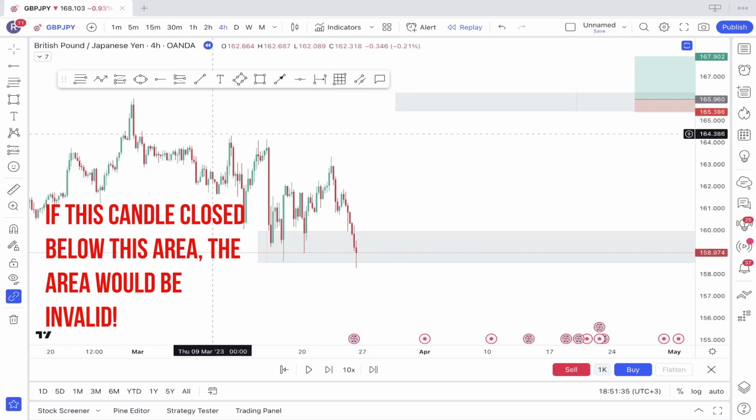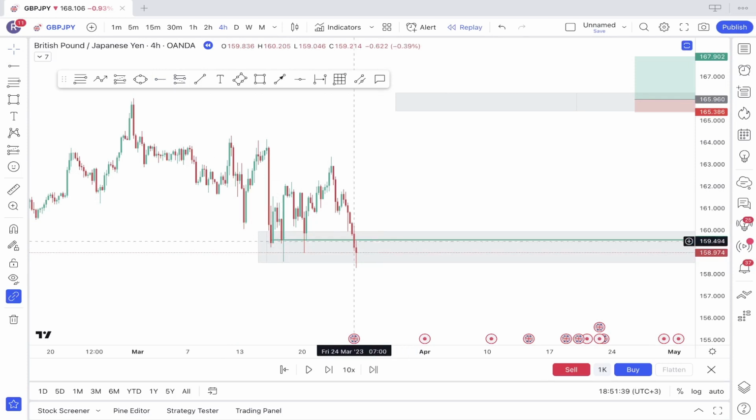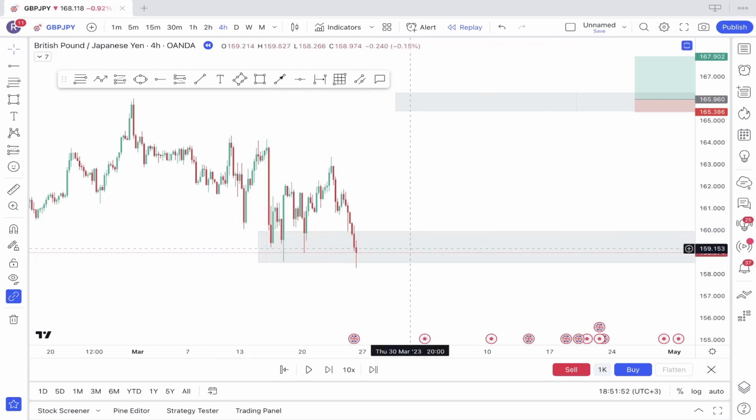Whereas, for example, check this out. If you would have used a horizontal ray, you have 2 candles closing below. You would be confused. You would be like, oh, is this still a zone? Now I think it's gonna reverse on me. What should I do? But since you are using a rectangle, a zone, you're not having that problem, okay?